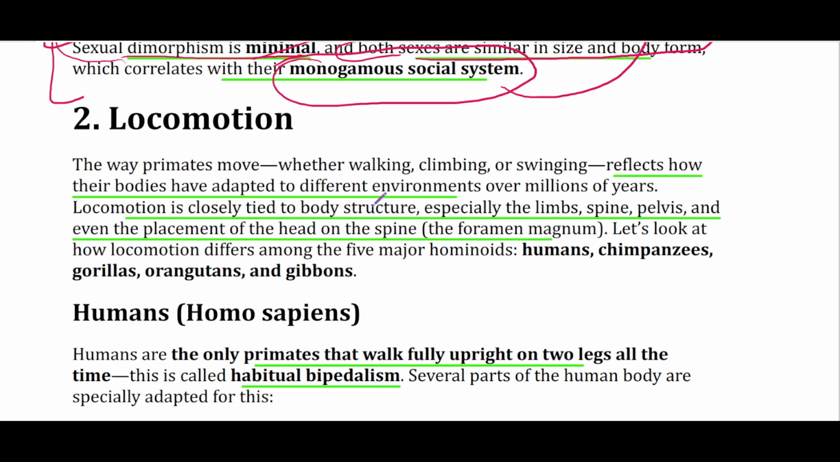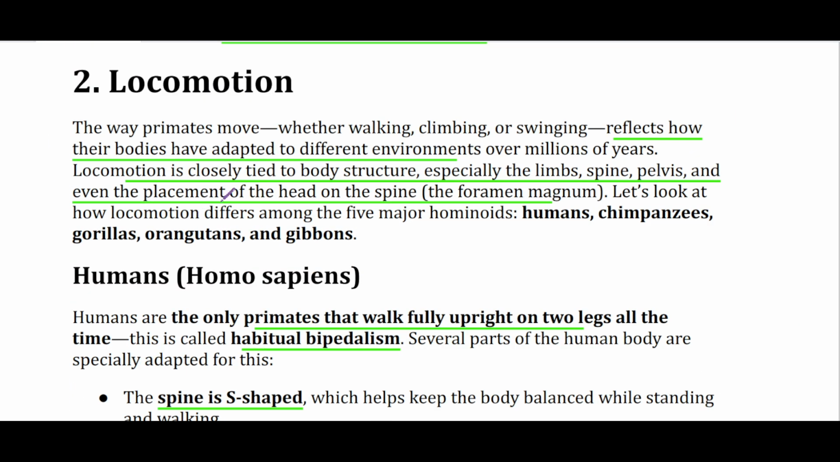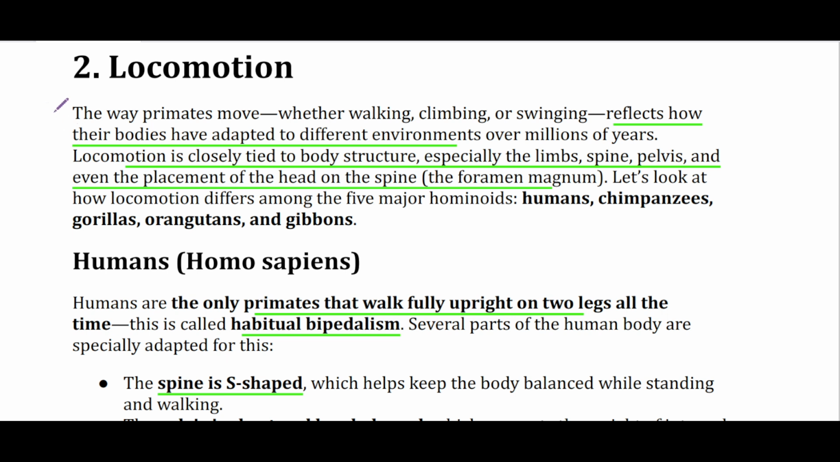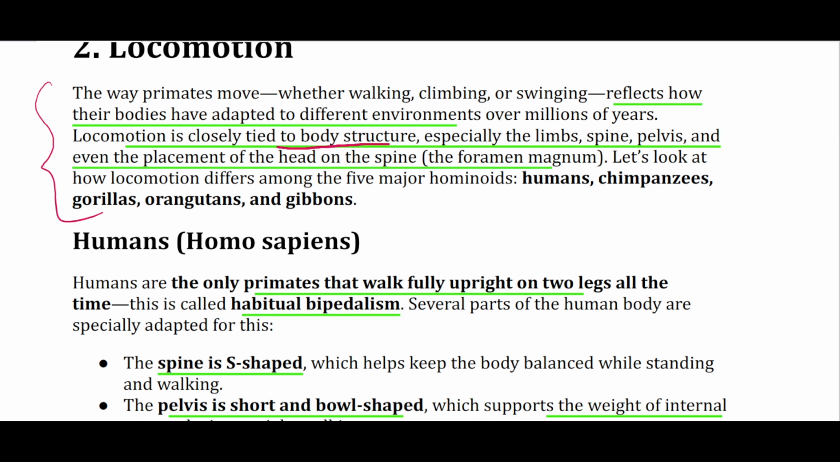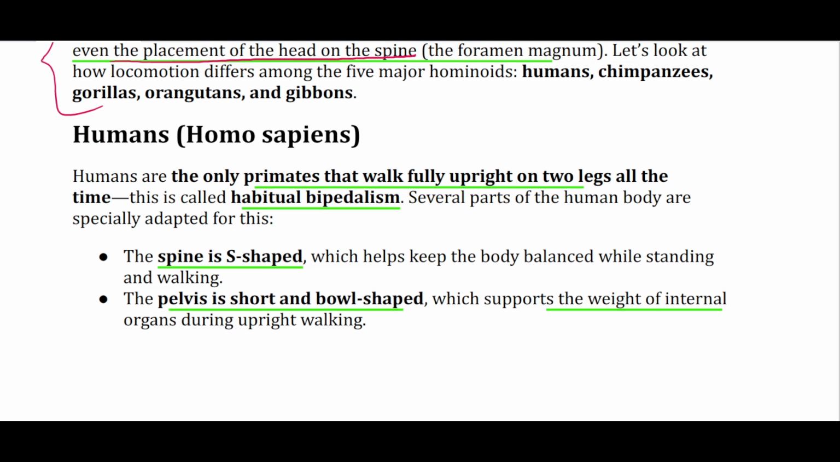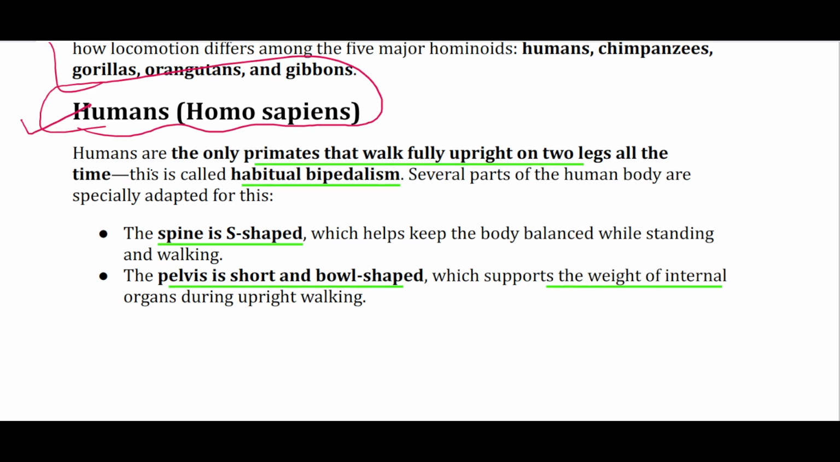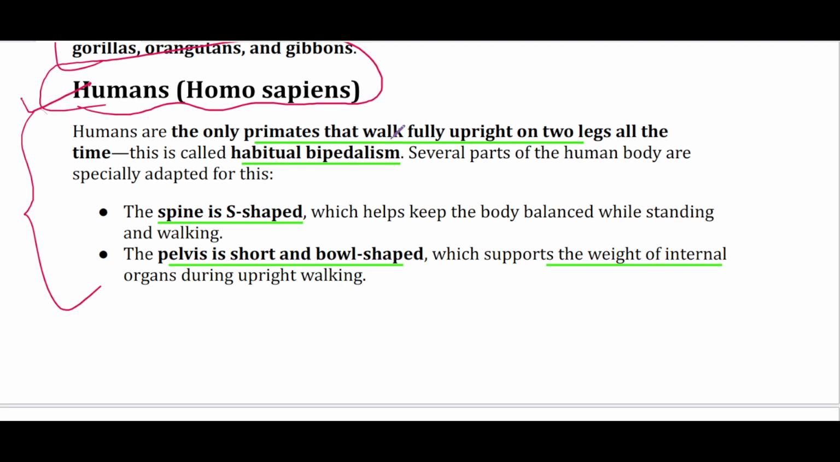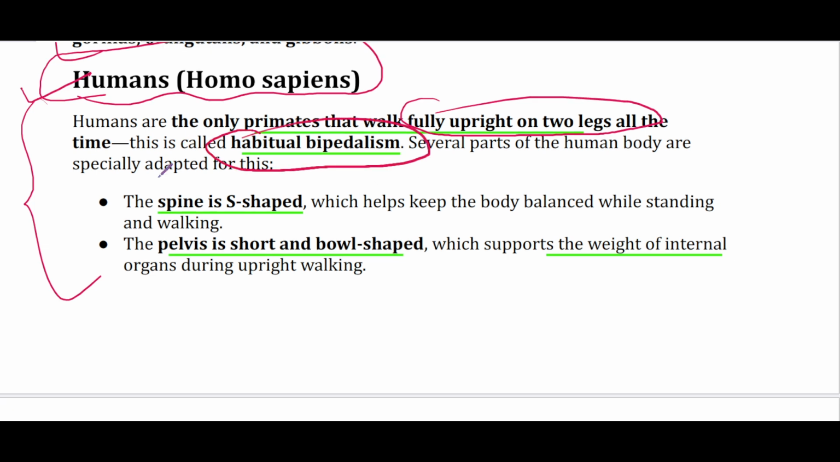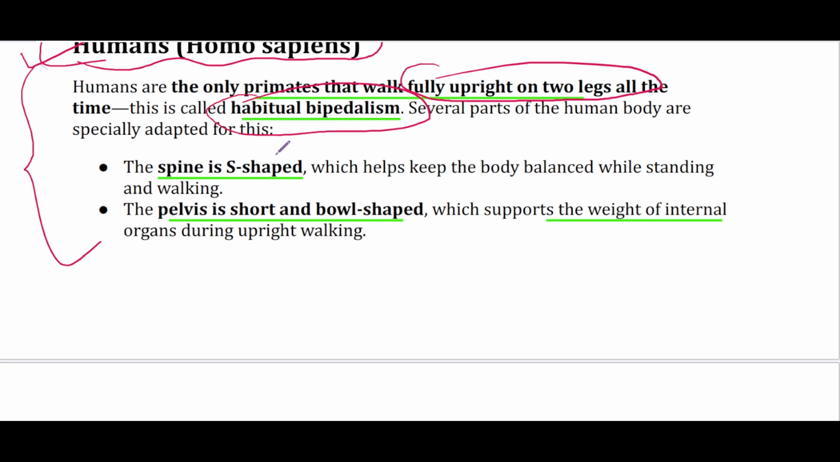Now let's move on to the second characteristic, locomotion. Locomotion reflects how the bodies of primates have adapted to different environments over millions of years. Locomotion is closely tied to body structure, especially limbs, spine, pelvis, and even the placement of the head, the foramen magnum. Let's see the breakdown one by one. First, humans. We are the only primate that can walk fully upright on two legs all the time. That is called habitual bipedalism. And this is facilitated by some special adaptations.